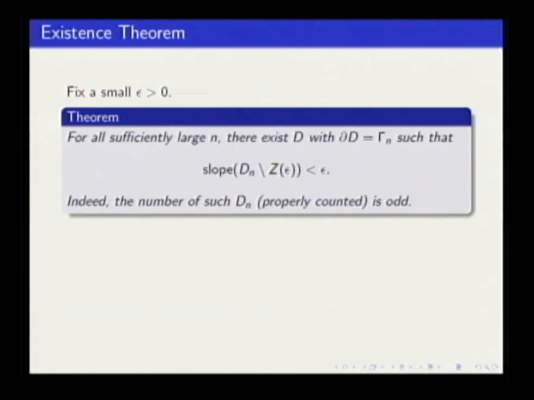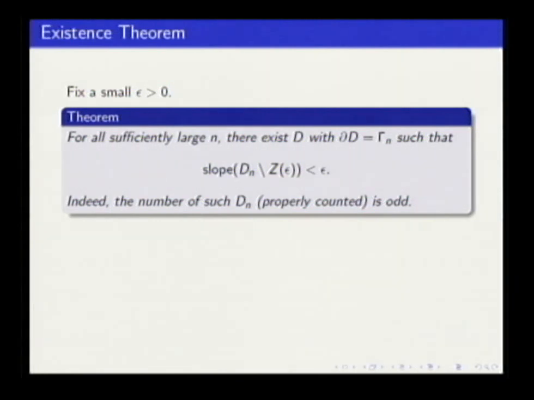Okay. And so the theorem says that if you fix an epsilon, then once n is large enough, there definitely does exist a disk that's good in this sense. And furthermore, it says d sub n. It should just be d, sorry, that subscript shouldn't be there. But once n is large enough, there exists such a disk. And in fact, the number of good disks is odd. And here I say properly counted.